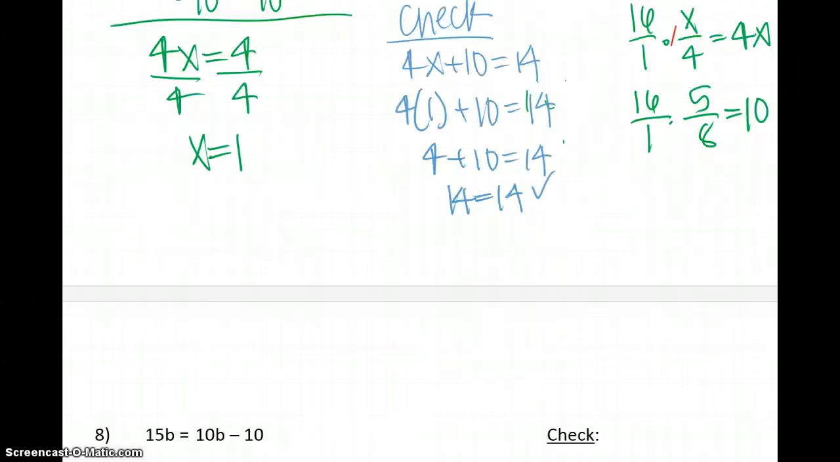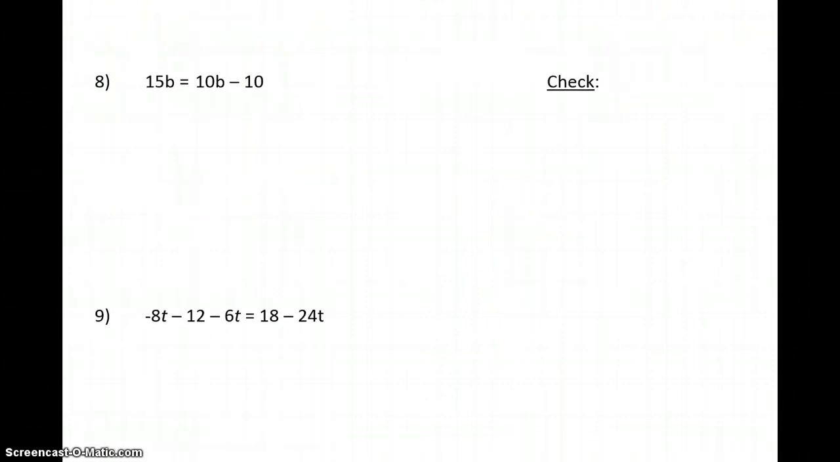Moving on to number 8. Number 8, I see that I have variables on both sides, and I know that variables can only be on one side, so I need to get them all over to the left side. So I need to subtract 10b from both sides, which leaves me with 5b equals negative 10. Simply divide both sides by 5, and b is equal to negative 2.